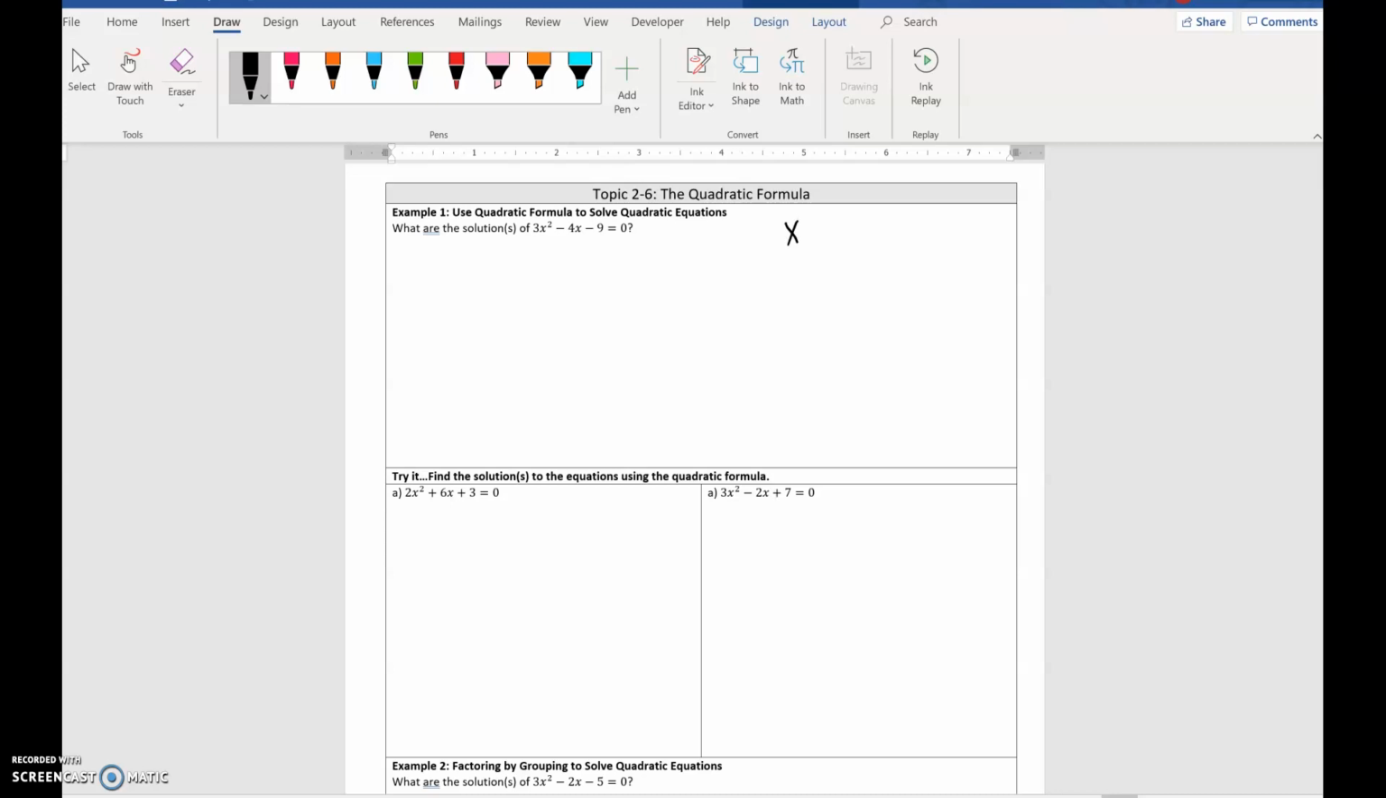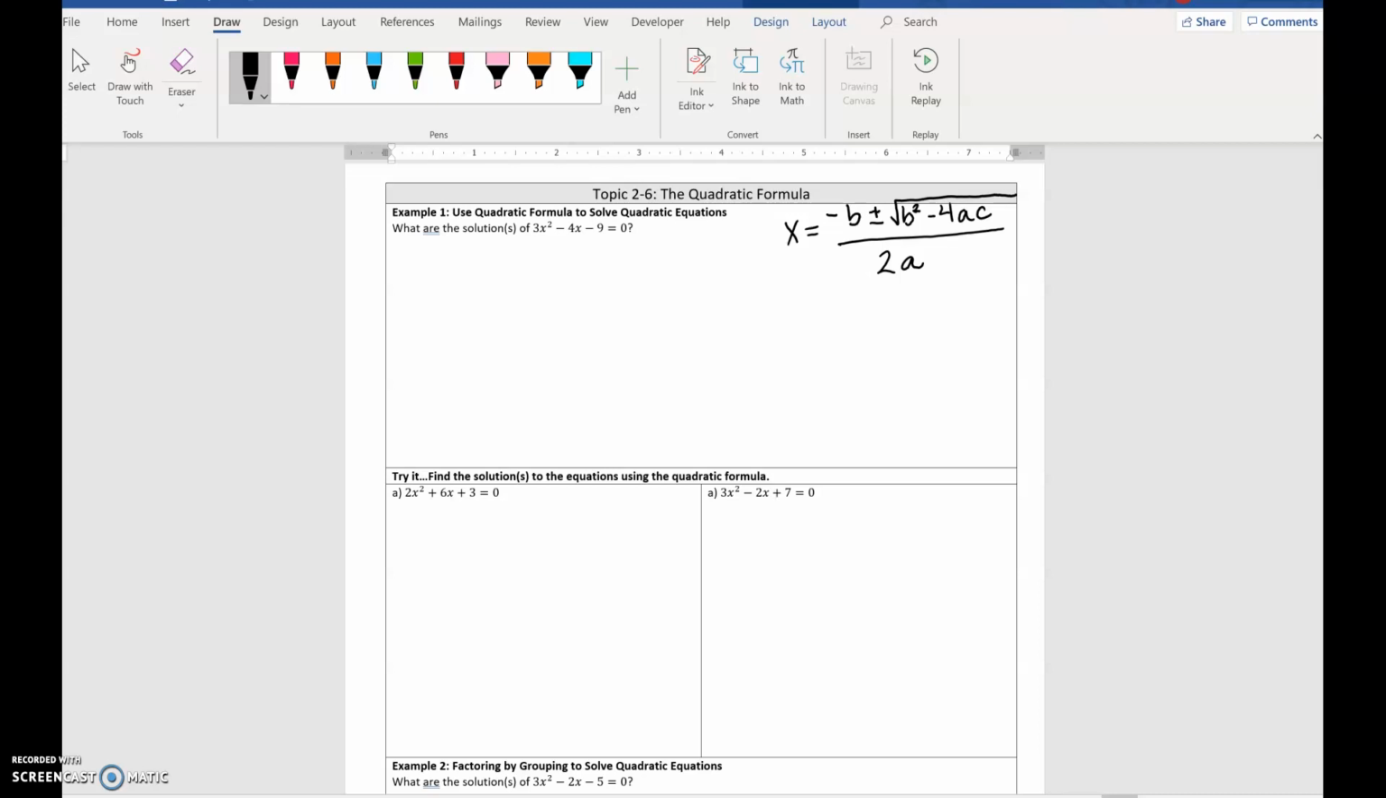And so if you remember it, it looks like x equals, and remember when we're solving quadratics, we're looking for the x-intercepts. So that's why it's x equals. And it is your negative b, so opposite sign of whatever b is in your equation, plus or minus the square root of b squared minus 4 times a times c, and that's all divided by 2a.